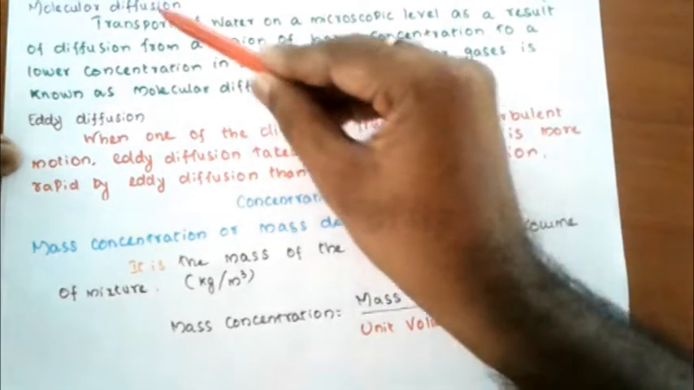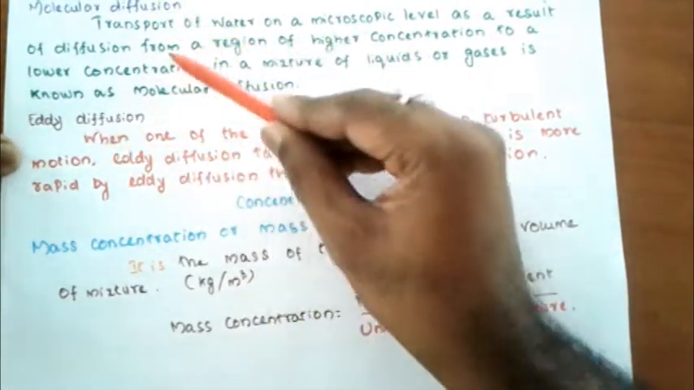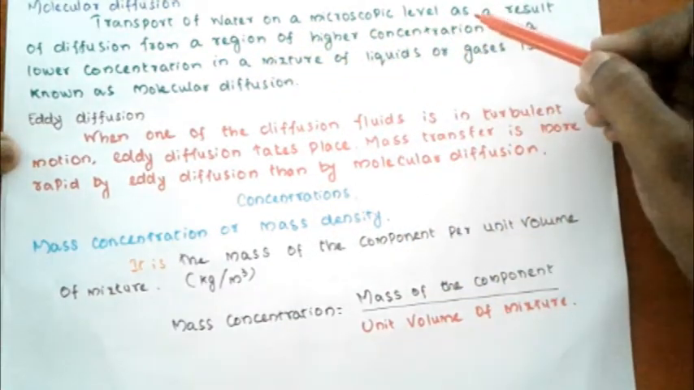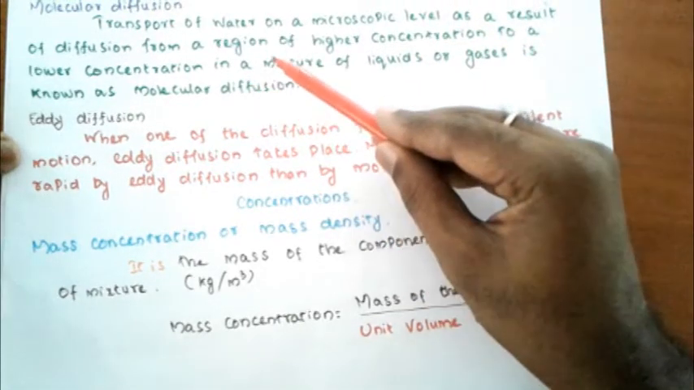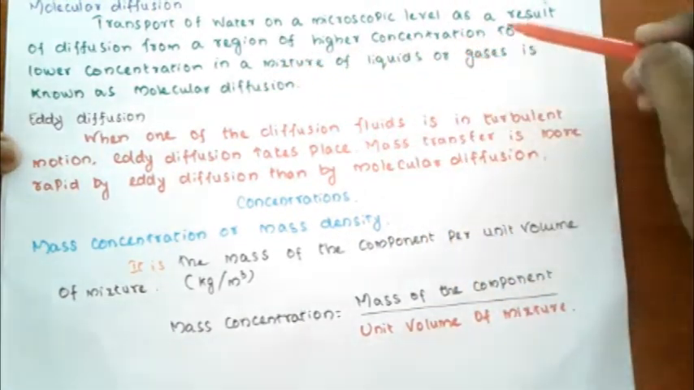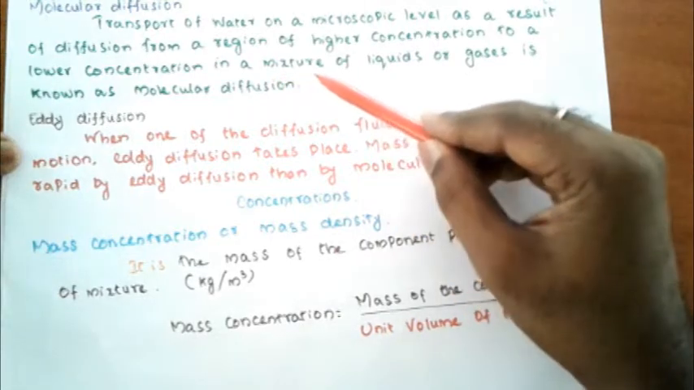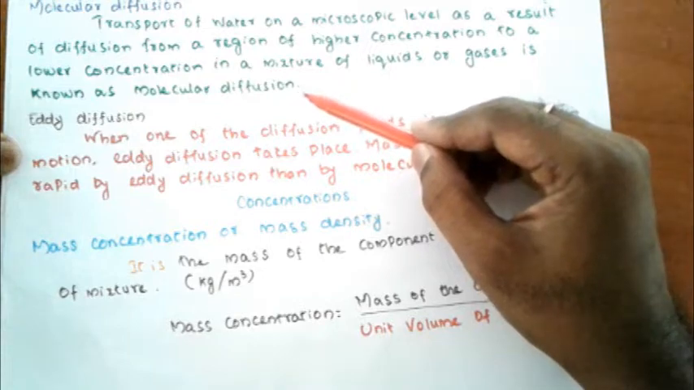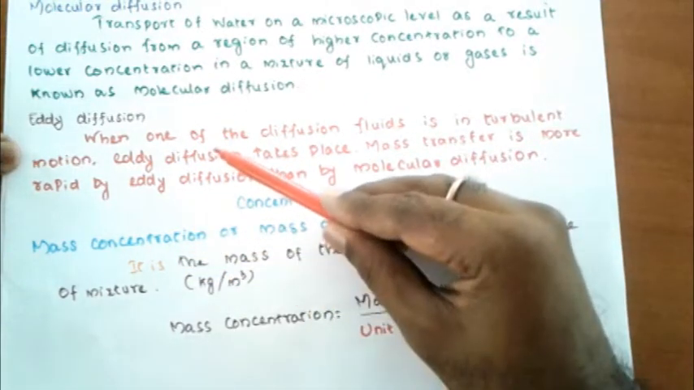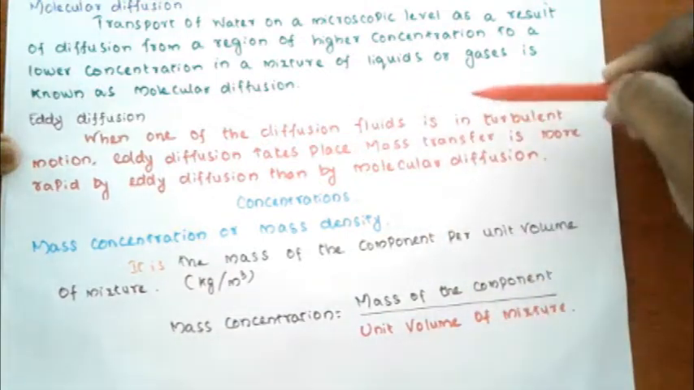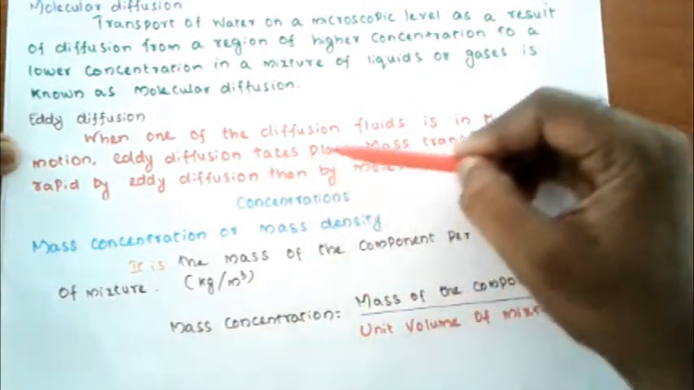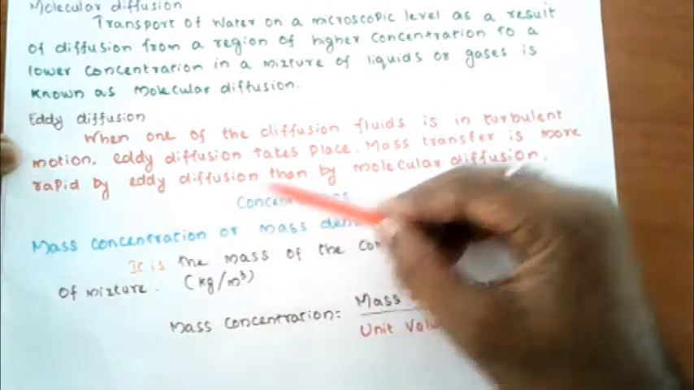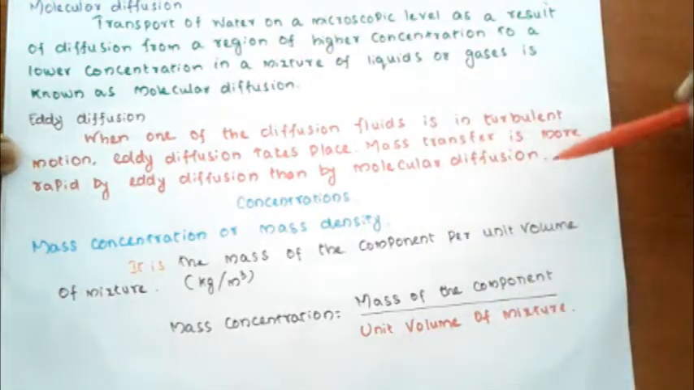First, let us see what is meant by molecular diffusion. It is the transport of water on a microscopic level as a result of diffusion from a region of higher concentration to a lower concentration in a mixture of liquids or gases. Next is eddy diffusion. When one of the diffusing fluids is in turbulent motion, eddy diffusion takes place. Mass transfer is more rapid by eddy diffusion than by molecular diffusion.